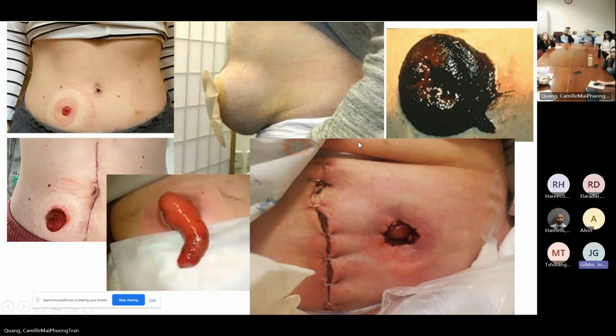This is the same person. This is a new one. You can see it's a little bit protruding. This is a mature stoma. It protrudes a little bit. It's pink, it's patent, and it's painless. Those are your P's.